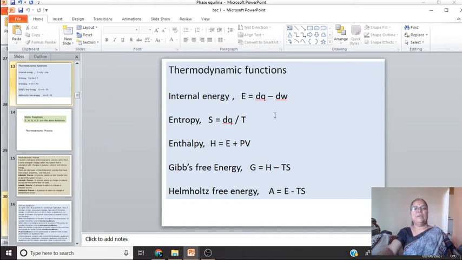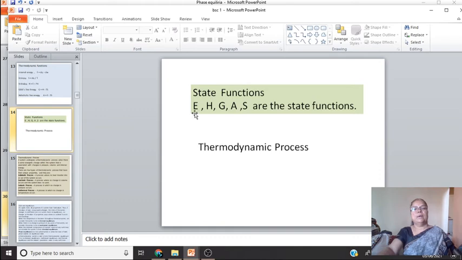Then all of you know the thermodynamic functions. Internal energy is given by dq minus dw. Entropy is given by dq divided by T. Enthalpy is H equals U plus PV. Gibbs free energy is G equals H minus TS, where T is the absolute temperature and S is the entropy. Helmholtz free energy is given by A equals E minus TS. In this chapter, our focus is on Gibbs free energy and Helmholtz free energy, which you are going to learn in detail. Then state functions depend only on the initial and final state.